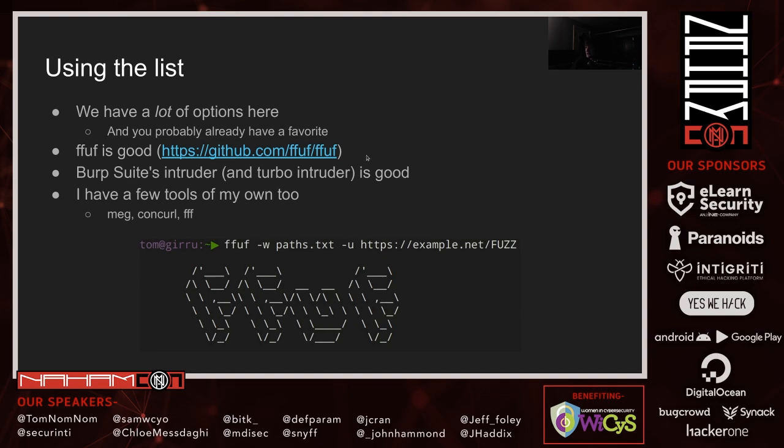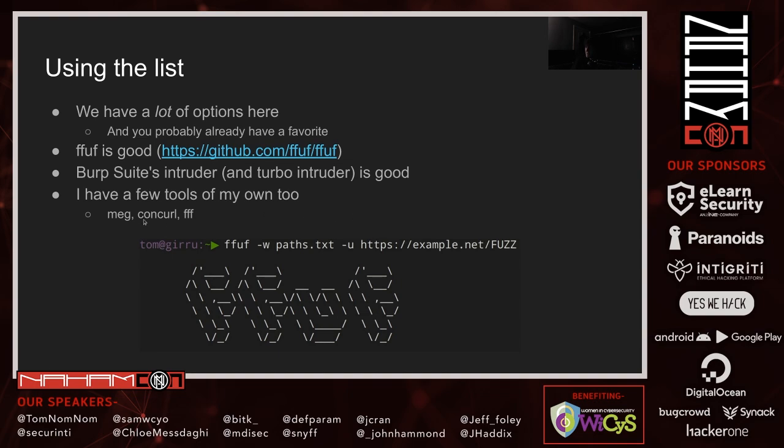Burp Suite Intruder and Turbo Intruder are both very good, especially if you need a great deal of control over the request and you maybe want to be changing more than one thing at once, or maybe you want to be using Hackvertor or something to apply certain encodings to things. That's very useful. And then I have a few tools of my own too.